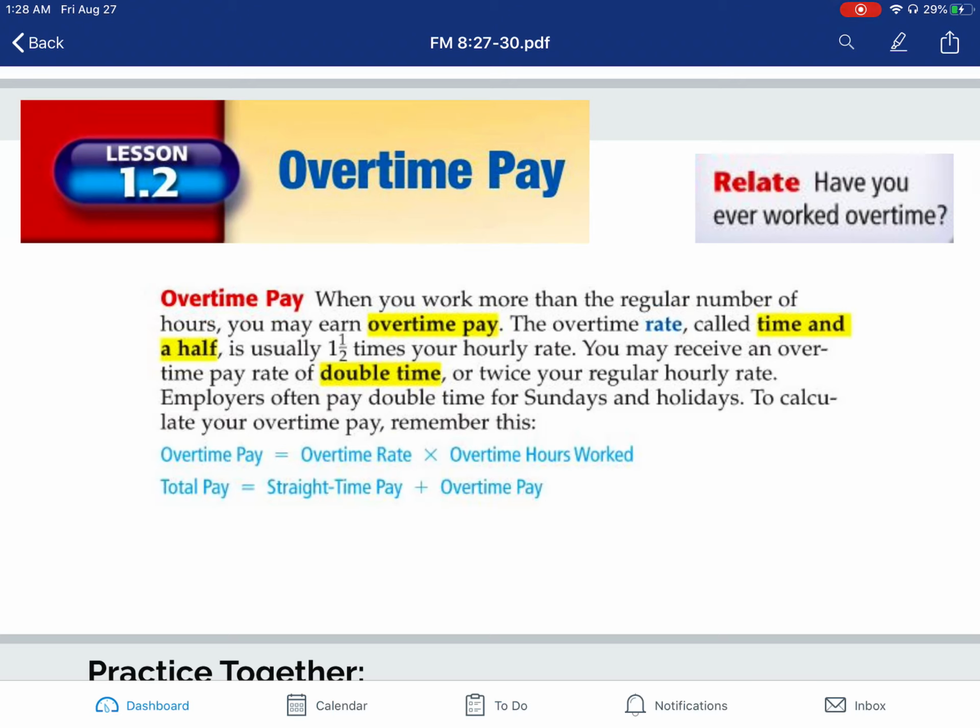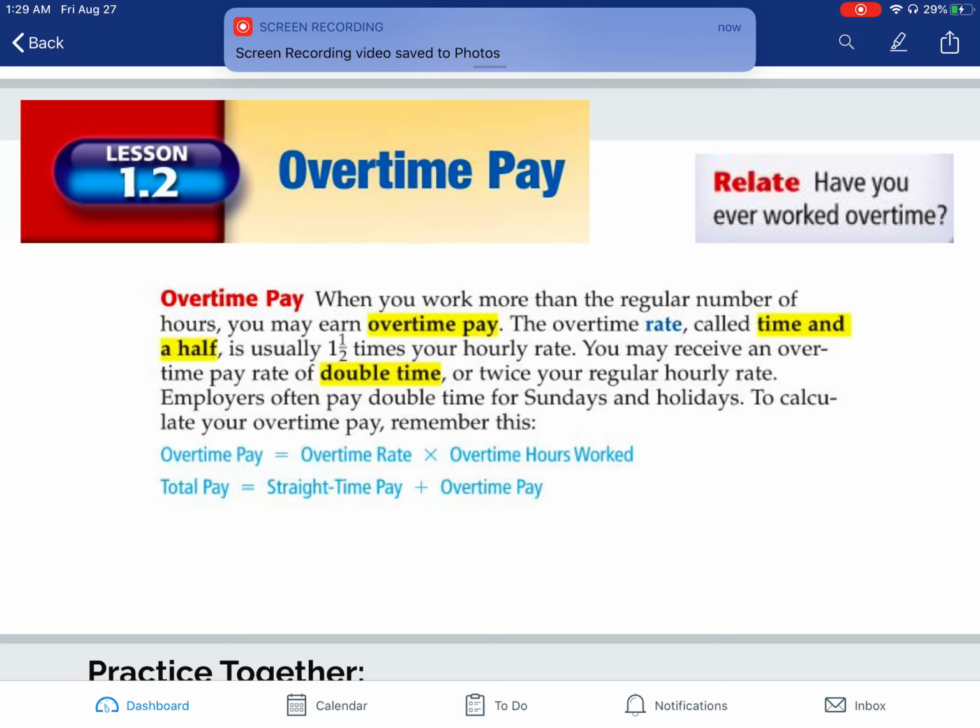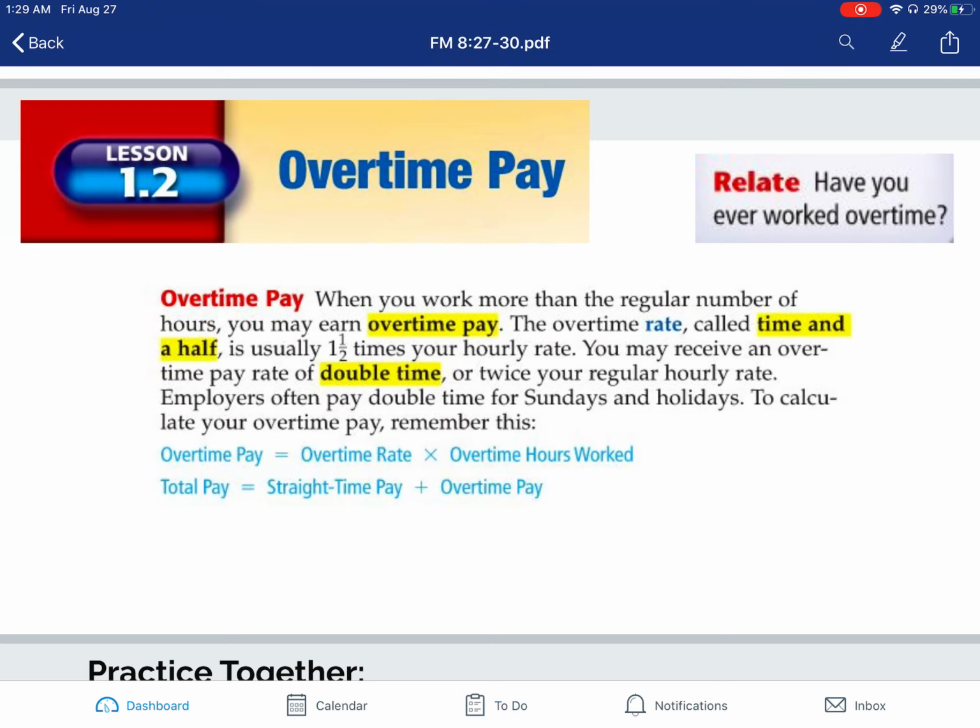All right, so overtime pay. What is overtime pay? When you work more than the regular number of hours, your employer might pay you overtime pay. Usually, most of us, when we work overtime hours, we get paid what is called time and a half. That's the overtime rate. Time and a half is 1.5 times your hourly rate. So let's say you get paid $10 an hour. Your time and a half pay, your overtime rate, is going to be $15 an hour. It's 1.5 times your hourly rate.